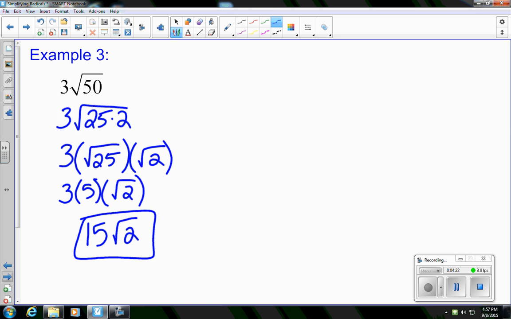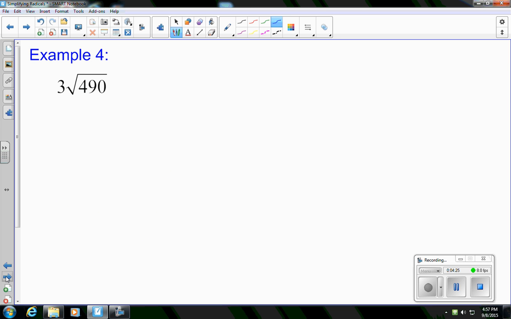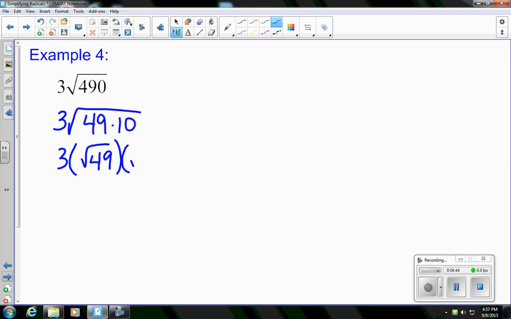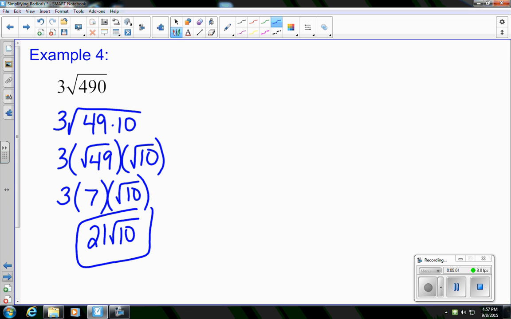All right, let's look at one more of those. 3 times the square root of 490. 3 stays on the outside. I'm going to break down this radical. 490 can be broken into 49 times 10. Give each one its own radical: radical 49, radical 10. Remember that 3 keeps coming along line by line. The square root of 49 is 7. Keep the radical 10. Last step, multiply 3 times 7 gives us 21 radical 10 as your final answer.